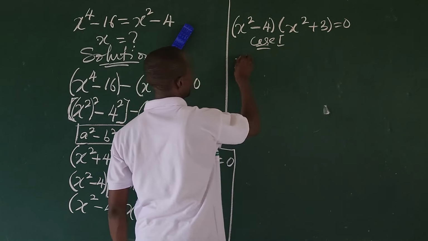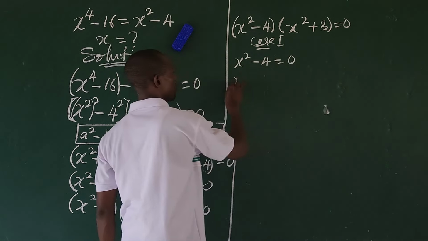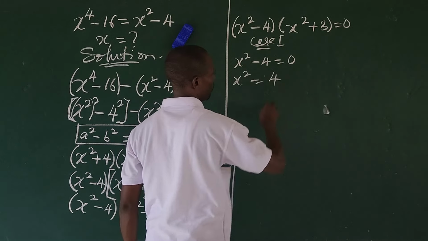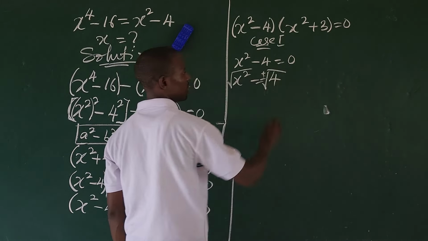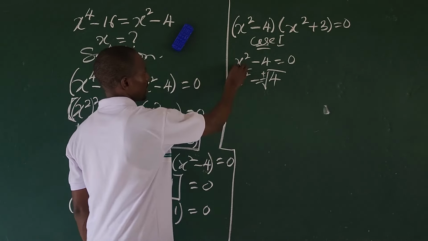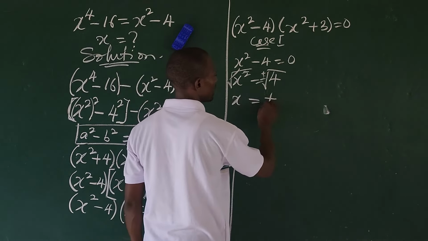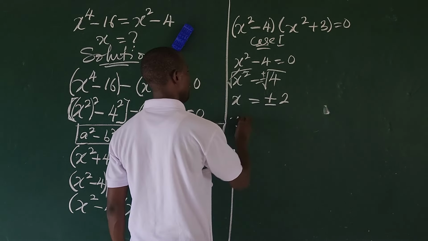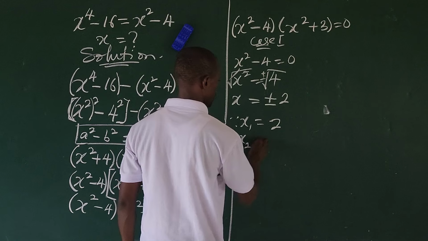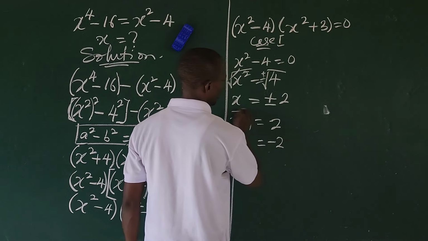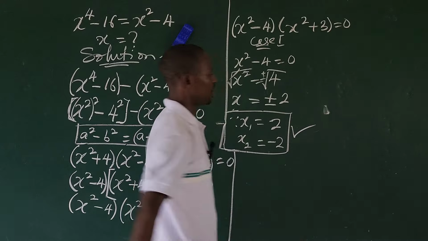This will now give us x squared minus 4 equal to 0. So we have x squared is equal to 4. We can take the square root of both sides. Immediately we do that, we add plus minus here. So we have x is equal to plus minus 2. Therefore, our x1 is equal to plus 2, and our x2 is equal to minus 2. All right, so let's keep this first here now. So these are the first roots.